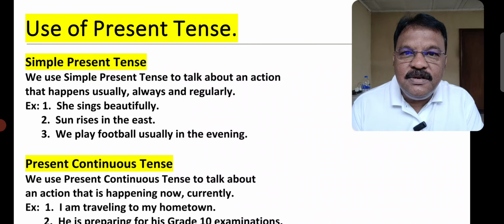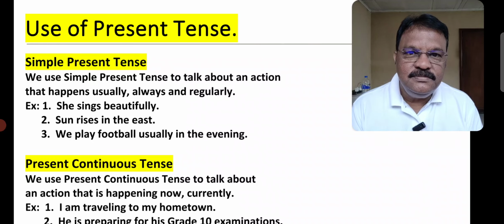If something happens every day, it usually happens. If something happens every week, it usually happens every week. So we use simple present tense verbs in our sentences to talk about the actions that happen regularly in regular intervals. Do you understand? Very good. Look at our example.